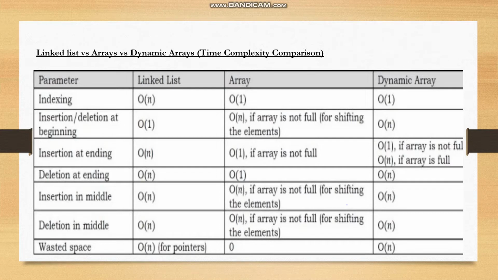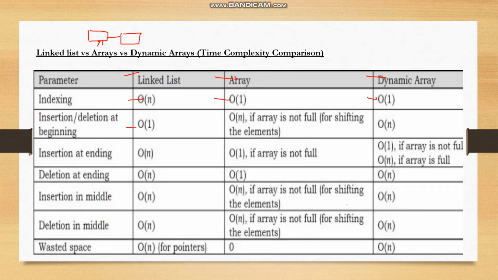So this is the time complexity representation of linked list, arrays and dynamic arrays. Indexing is O(n) in linked list, in arrays it's O(1), in dynamic array it's O(1). And insertion and deletion at the beginning happens in O(1) in linked list. How? If we have to insert or delete some element from the beginning, we just have to come to that node.